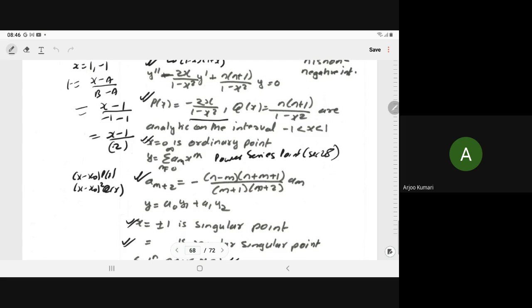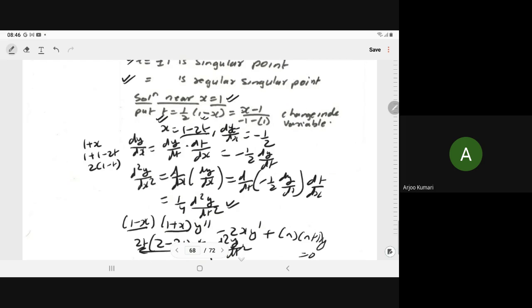Recurrence relation like this. So from here, you can see that A2 in terms of A0, A4 in terms of A2, A6 in terms of A4, or A3 in terms of A1, A5 in terms of A3, A7 in terms of A5, and so on. Ultimately, we have either the terms of even power or the terms of odd power there. And in both cases, we have the polynomial.